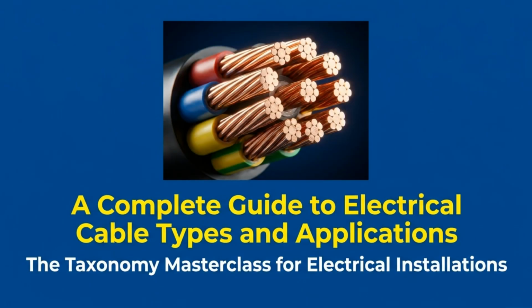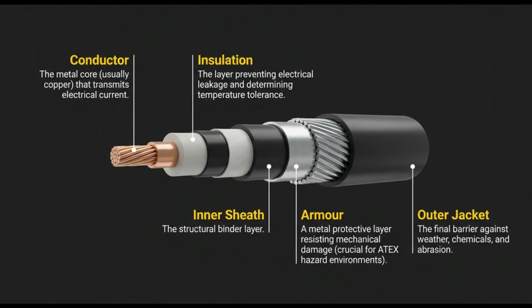Welcome to a complete guide to electrical cable types and applications. This video will provide a taxonomy masterclass for electrical installations. An electrical cable comprises several key components. The conductor transmits the electrical current. Insulation prevents electrical leakage. The inner sheath is the structural binder. Armor provides mechanical protection. The outer jacket is the final barrier against weather and abrasion.